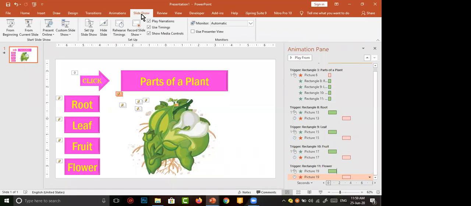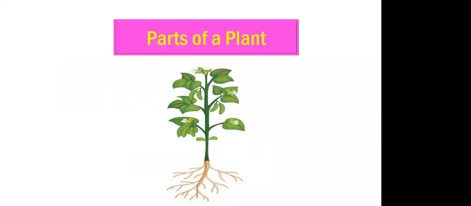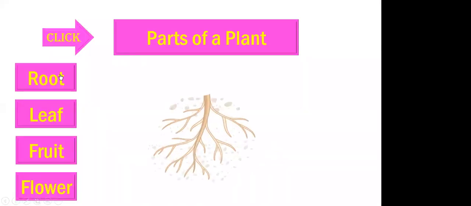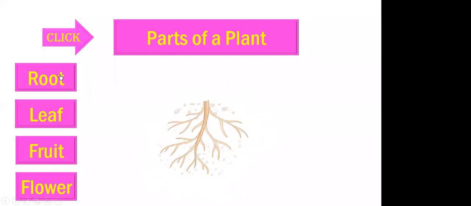I'm going to see it in slideshow mode from the beginning. I'm going to make a click on parts of the plant. Then I make a click on root. Then I make a click on leaf. Make a click on fruit. Then I make a click on flower.